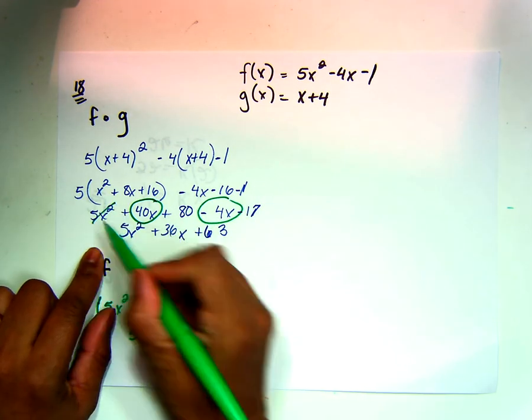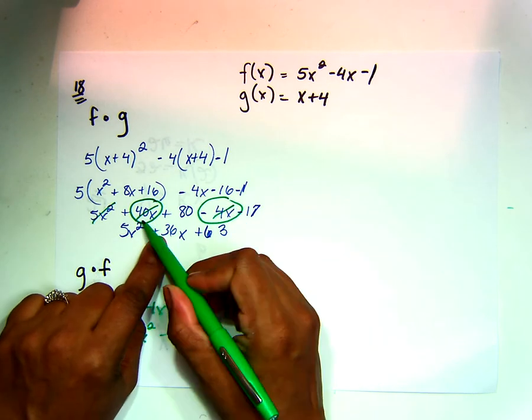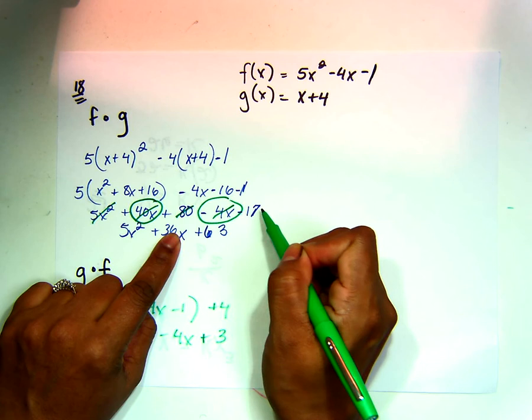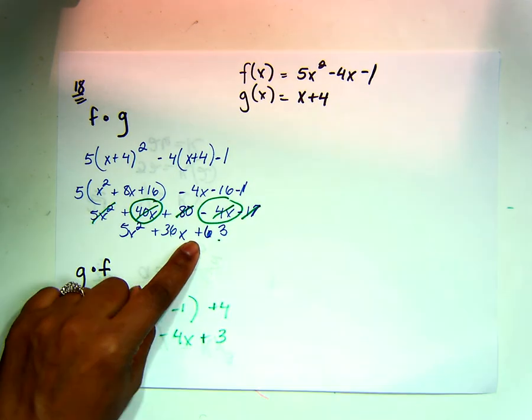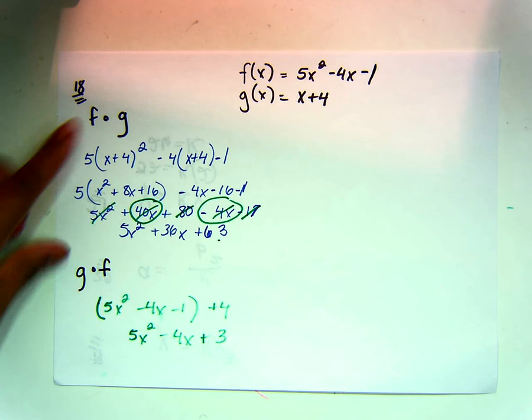I'm crossing this out because we just brought it down. We know what happened with the 36 now, because that was 40 minus 4. Then we're going to have 80 minus 17, which gives you 63. So that was the final answer for that one. That was f of g of x.